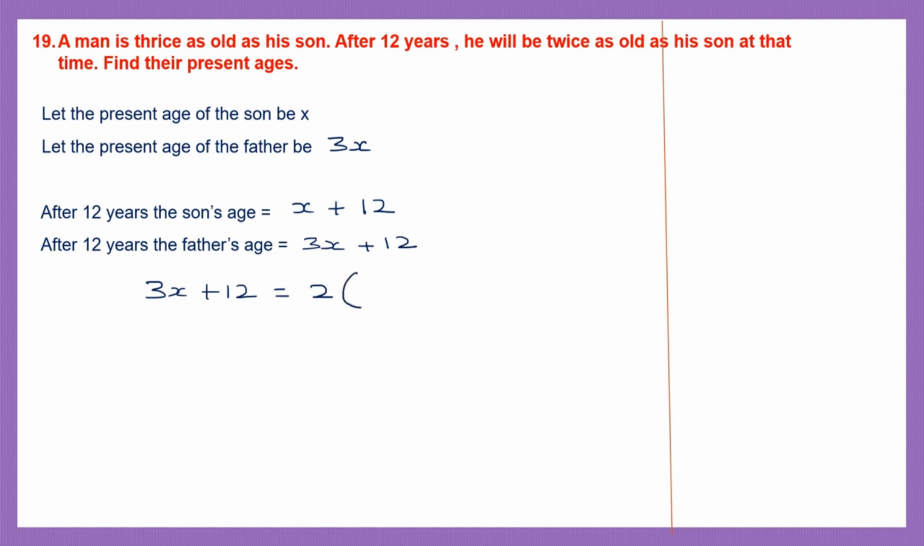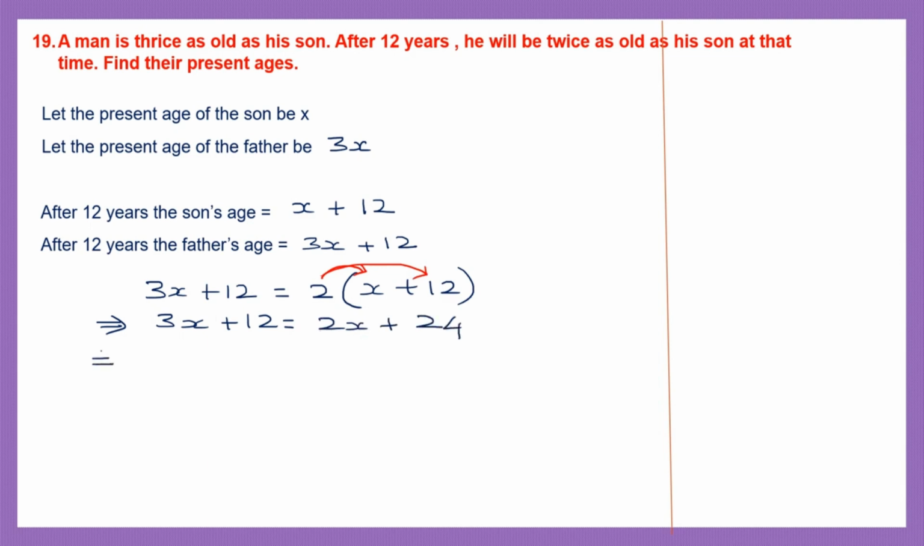Now what is the son's age? x plus 12. So now let's solve this. 3x plus 12, let's leave it as it is for the time being. Now here let's open the brackets. First we multiply 2 into x, and then we multiply 2 into 12. 2 into x is 2x. 2 into 12 is 12 2s are 24.